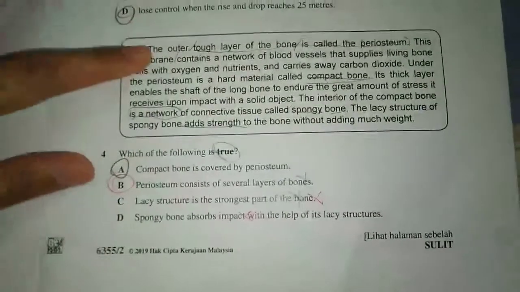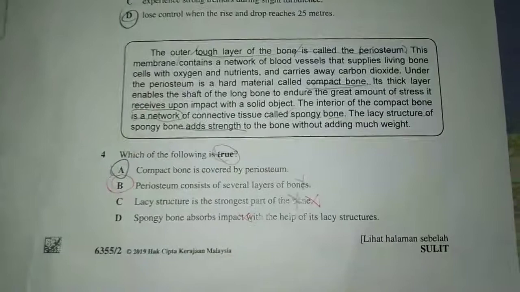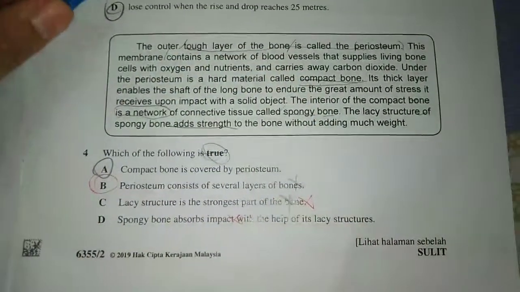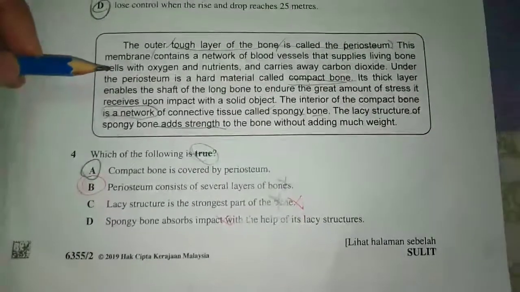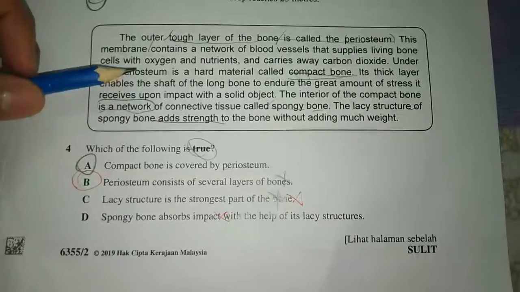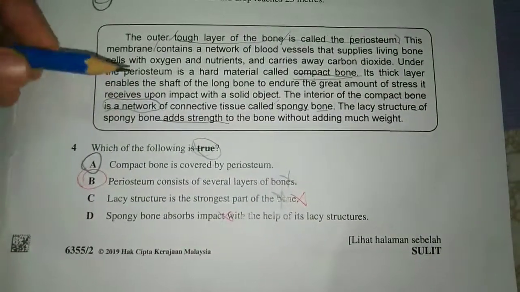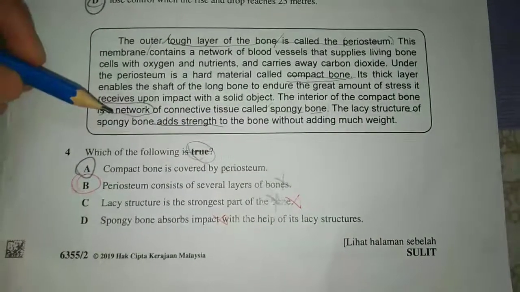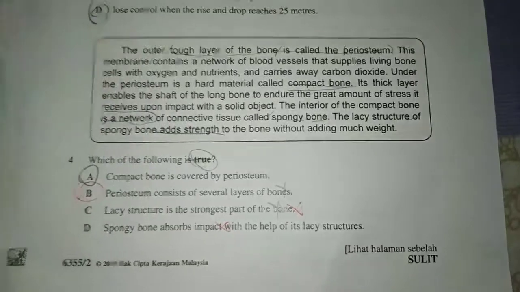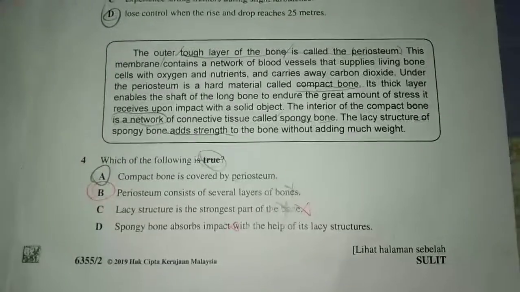Question number 4. The outer tough layer of the bone is called periosteum. This membrane contains a network of blood vessels that supplies living bone cells with oxygen and nutrients and carries away carbon dioxide. Under the periosteum is a hard material called compact bone. Its thick layer enables the shaft of the long bone to endure the great amount of stress it receives upon impact with a solid object. The interior of the compact bone is a network of connective tissue called spongy bone. The lacy structure of spongy bone adds strength to the bone without adding much weight. So which of the following is true?